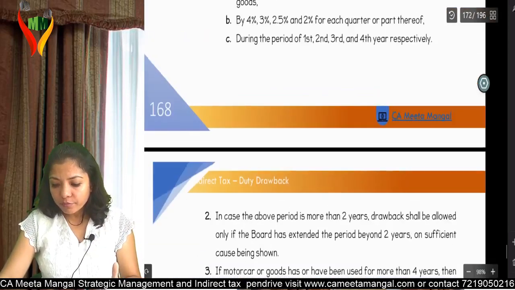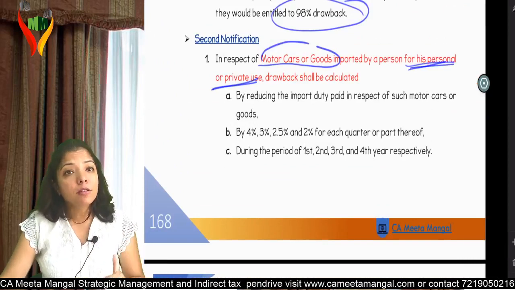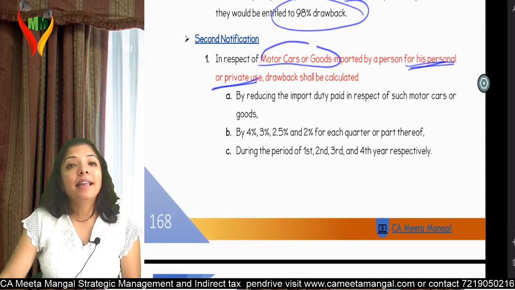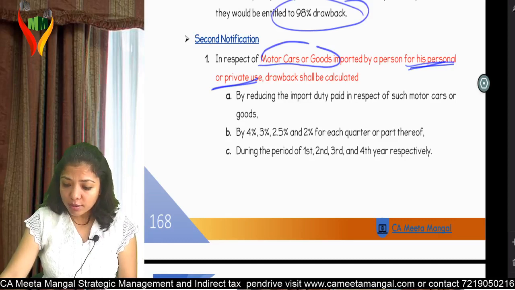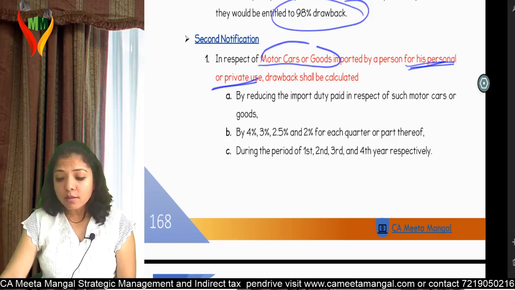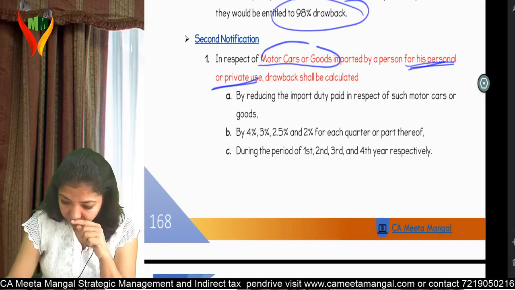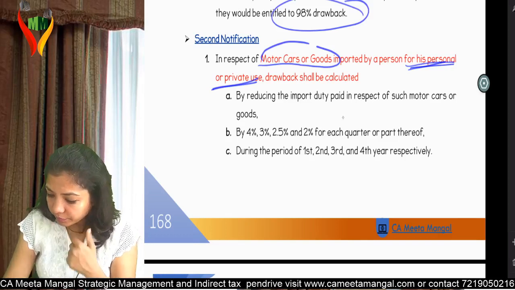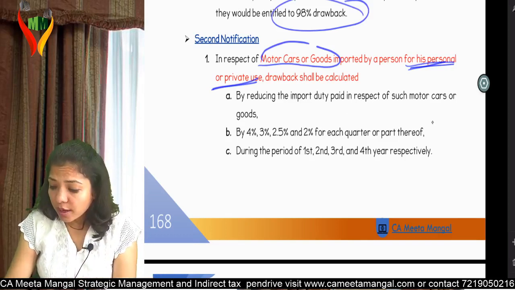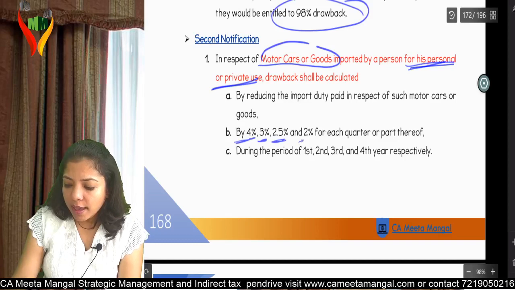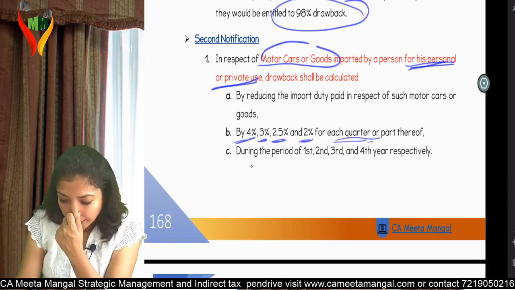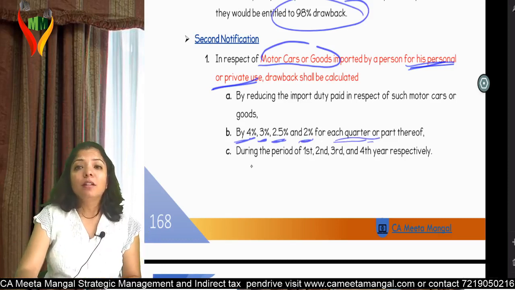Now the question comes, if you have used it for your personal or private purpose and then you are exporting, this is the language: in respect of motor cars or goods imported by a person for his personal or private use, drawback shall be calculated by reducing the import duty paid in respect of such motor cars or goods by 4%, 3%, 2.5% and 2% for each quarter or part thereof during the first year, second year, third year, fourth year respectively.